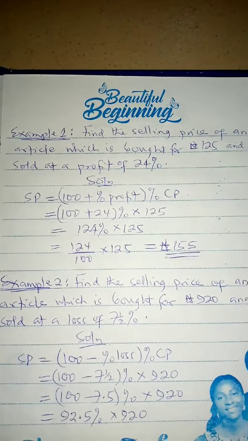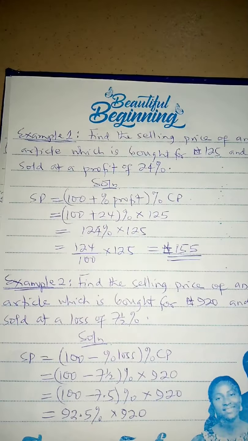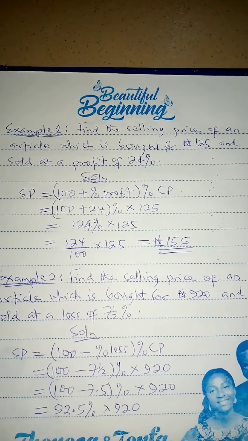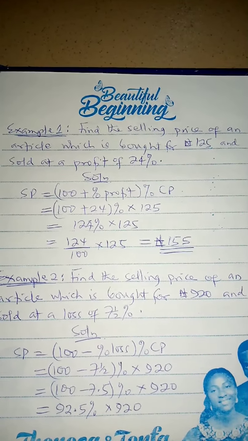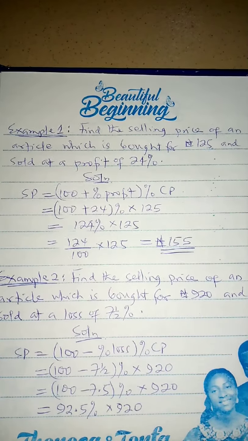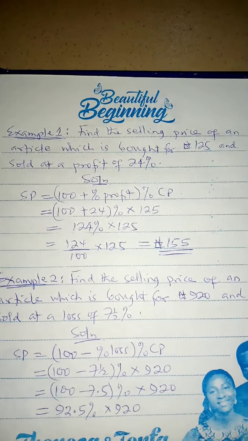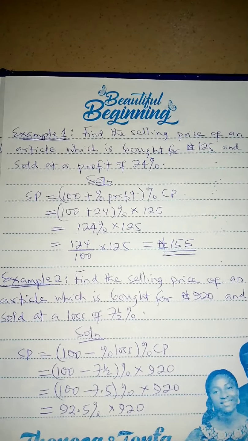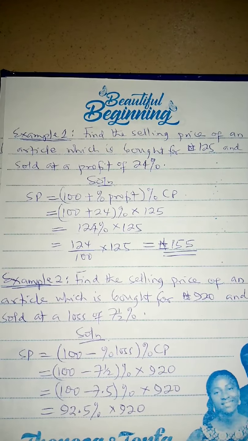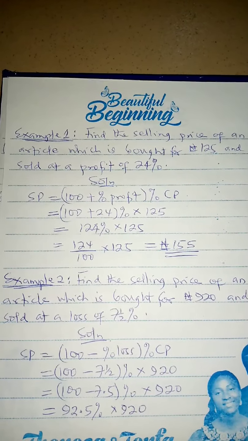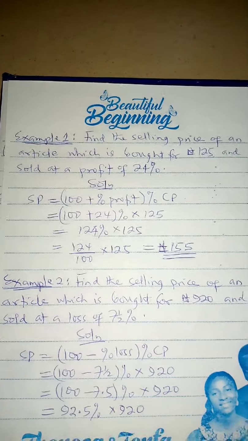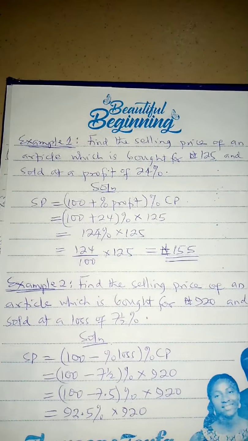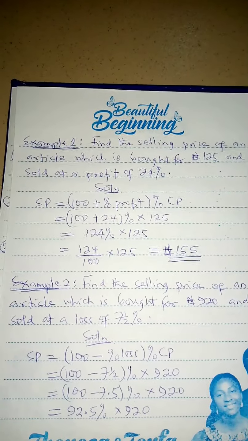Example 1. Find the selling price of an article which is bought for 125 naira and sold at a profit of 24%. Now, take those things I wrote for you. When you check through, your 125 naira represents the cost price. The 24% represents the percentage profit. We are to calculate the selling price.